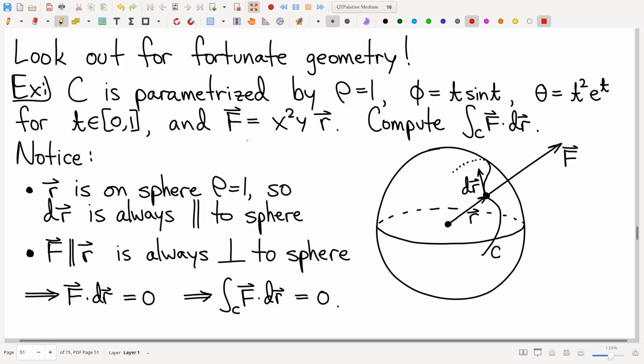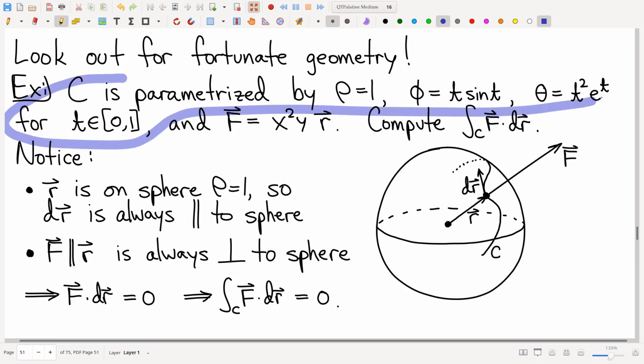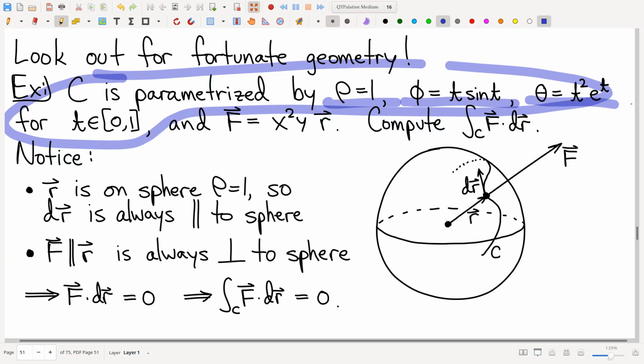So here's what I mean by fortunate geometry. I have a wacky curve here. Look how wacky, right? I'm giving you the polar position as a function of time. So to get a parameterization, of course you need rectangular position as a function of time. So sines and cosines and such of these already annoying looking expressions, the parameterization's a nightmare. Absolute nightmare.